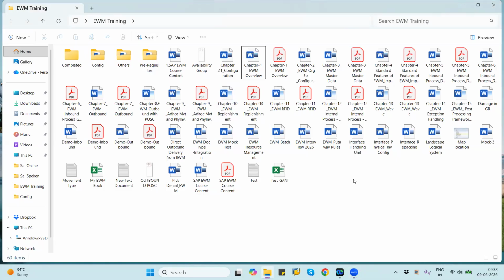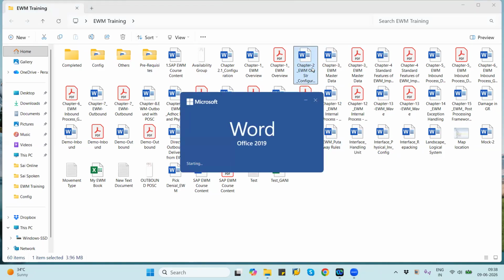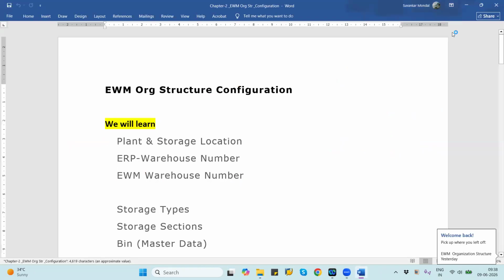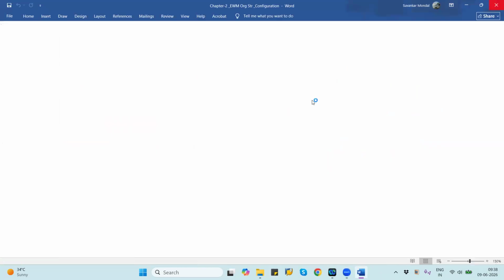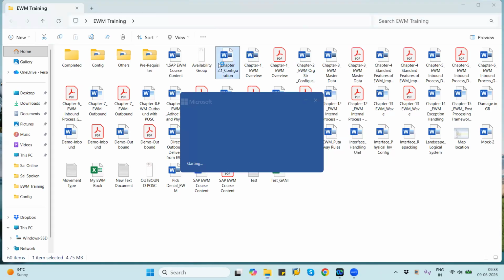Okay, so in our last class, we have done up to ERP and EWM warehouse setup, right? Yeah, up to number range we are completed. Okay, fine. So our next organization structure is storage type.